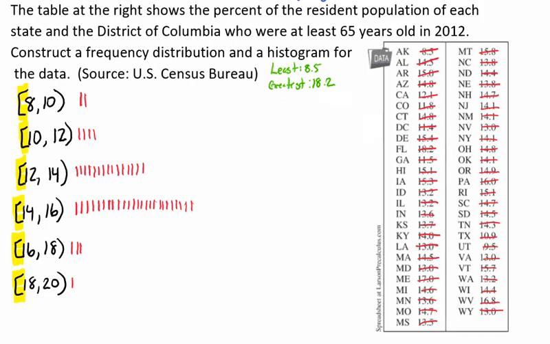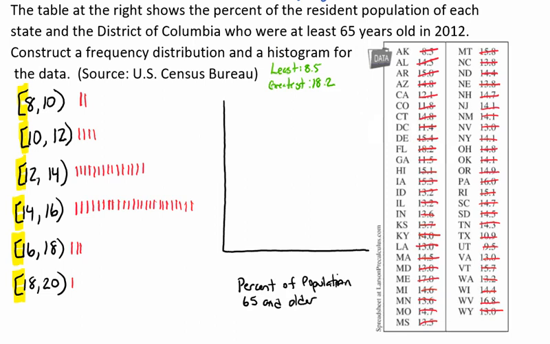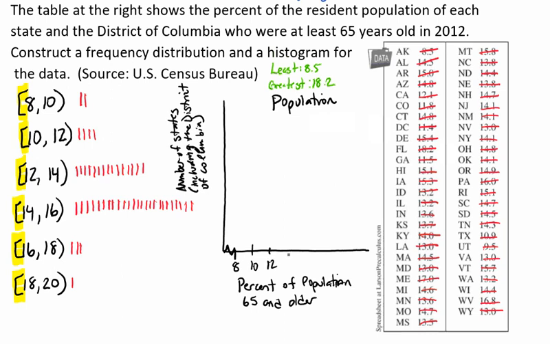All right. So as we go to create this now, we're going to create an L shape where our x-axis is going to be the percent of population 65 and older. And since we're not really starting at 0, we're starting at 8, we'll have a little gap right there for our starting spot. And our y-axis is going to be the number of states, including the District of Columbia. And the title of our graph really is just population, because that's what we're talking about. So our intervals went from 8 to 10, from 10 to 12, 12 to 14, 14 to 16, 16 to 18, and then 18 to 20.